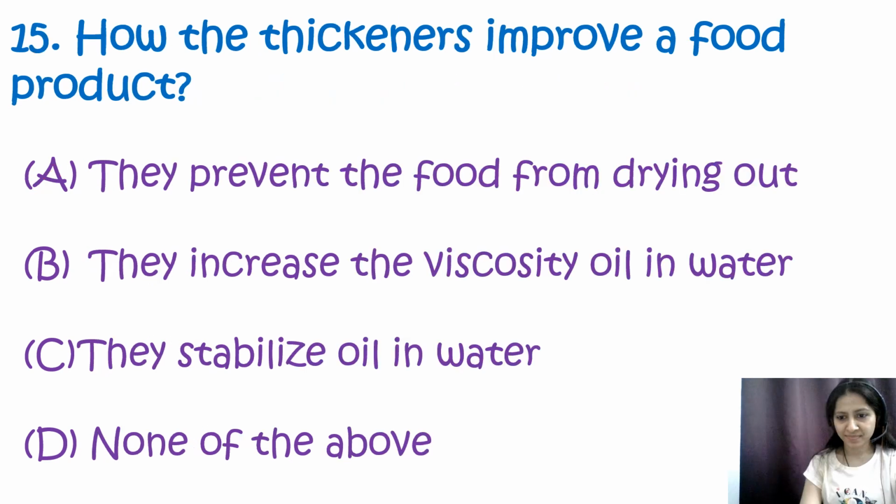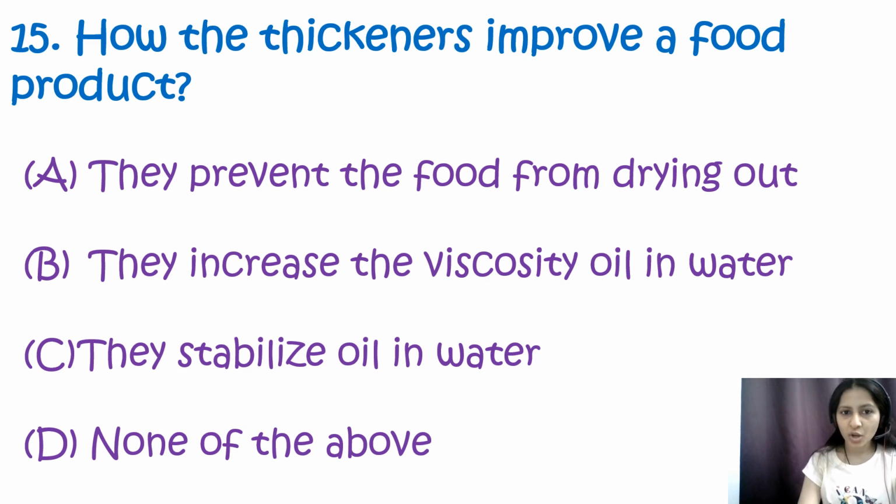So question number 15, how do thickeners improve a food product? So options are: they prevent the food from drying out, they increase the viscosity of oil in water, they stabilize oil in water, and D, none of the above. So my correct option is B, that is they increase the viscosity of oil in water.